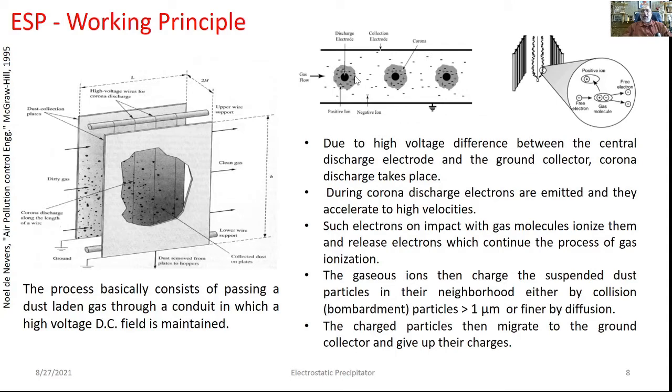During the gas ionization, as the gas molecule is ionized, the positive charges developed will simply get neutralized on this wire, whereas the negatively charged ones would pass towards these plates. The gaseous ions charge the suspended dust particles in the neighborhood, either by collision for particles greater than 1 micron, or, for the finer ones, by diffusion.